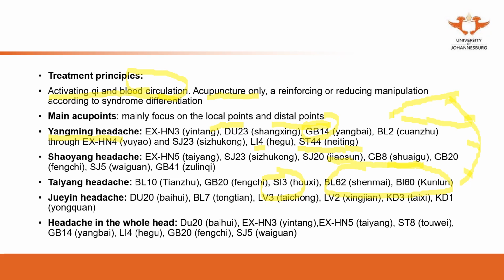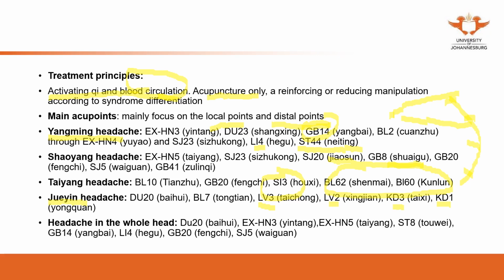Jueyin headache. DU20, Bladder 7, Liver 3, Liver 2, Kidney 3, Kidney 1. Jueyin is the liver meridian, the liver organ. So not just the meridian, it's the organ, the liver. So Liver 3 and Liver 2 can assist. The kidney and the liver are from the same source, so we can use kidney to tonify the liver.